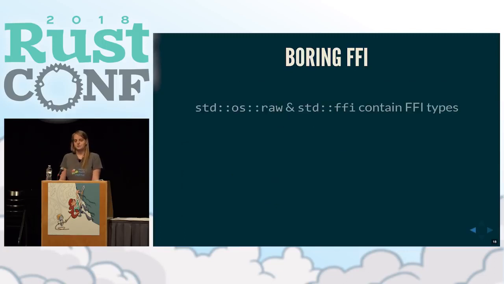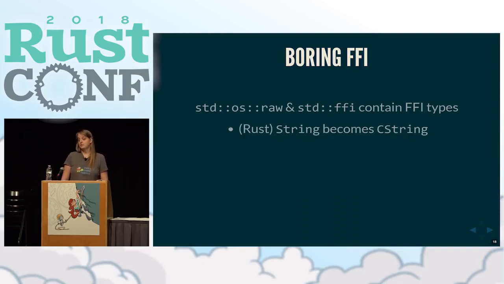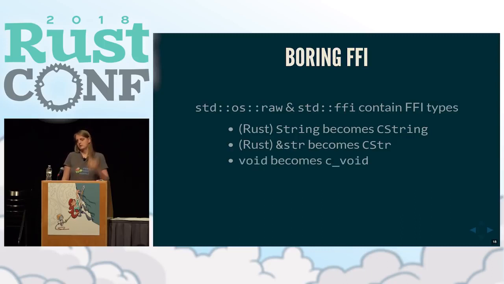So there are two modules in the standard library. One is os::raw and the other is ffi, and both of them deal with transforming data into a form that C will understand. os::raw are primitives, whereas ffi are things like String, which becomes a CString. It's an owned allocated string. There is str, which becomes CStr, which is just a string slice. And then there are lots of primitives, so void in C becomes c_void, etc. I'm not going to go through all of them. And the documentation of this is really great. There are good examples in the standard library, so this is usually not an issue, how to transform data.